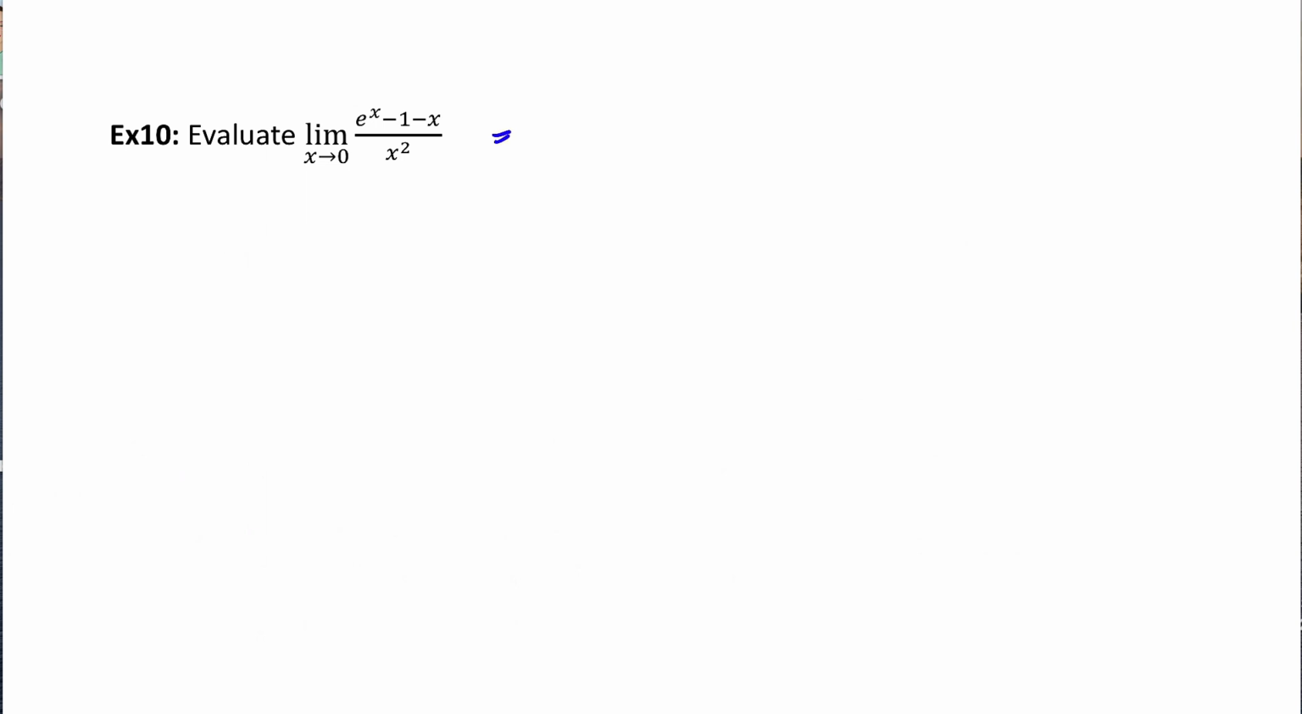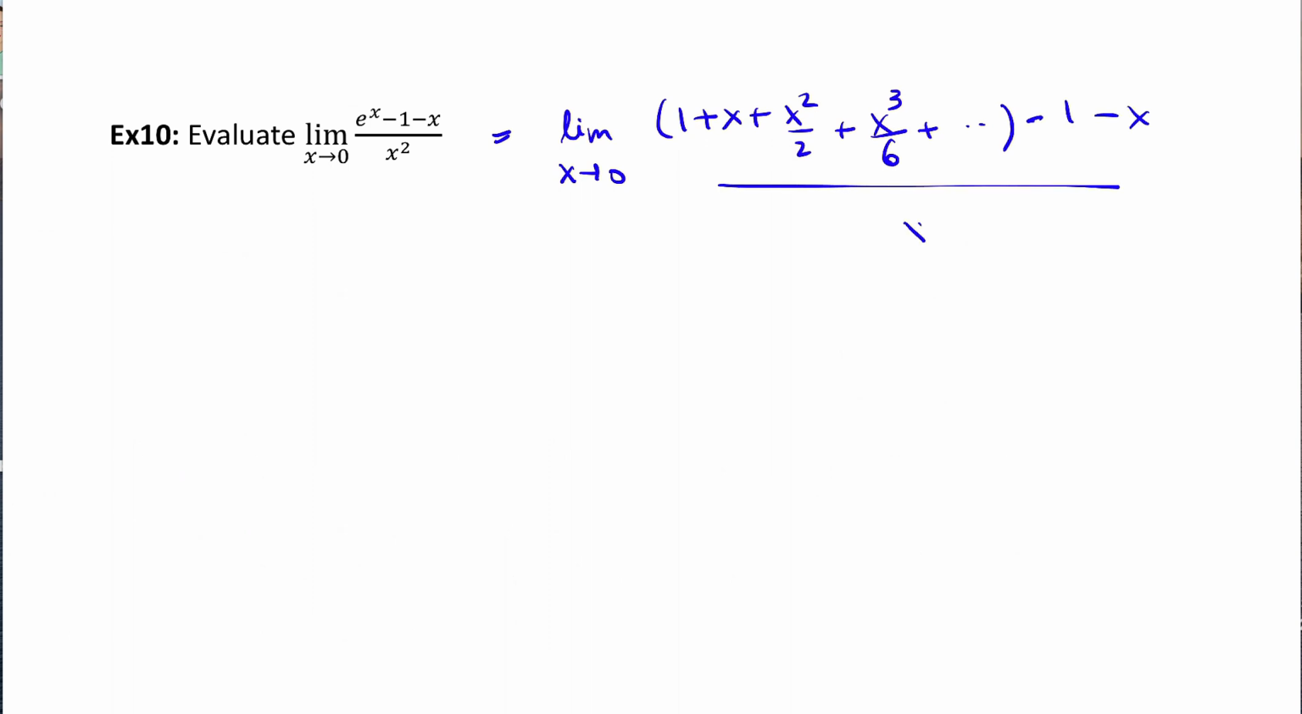So we know the Maclaurin expansion of e to the x, so this is the limit as x goes to 0 of, well, the Maclaurin expansion of e to the x is 1 plus x plus x squared over 2 plus x cubed over 3 factorial, which is 6, plus and so on, all the way to infinity. Then minus 1 minus x, all over x squared.